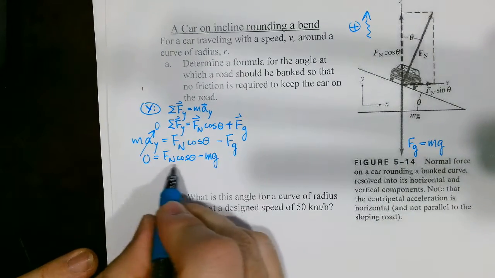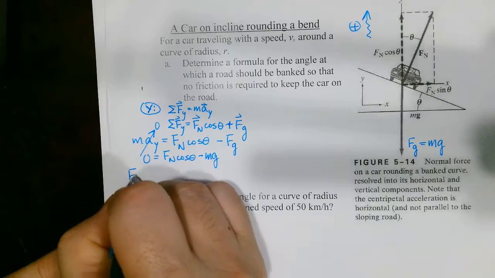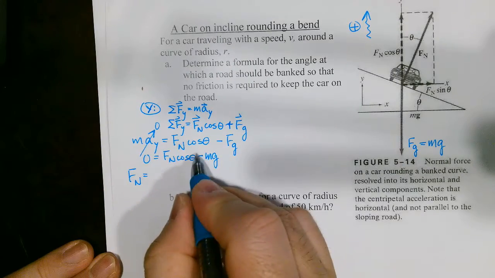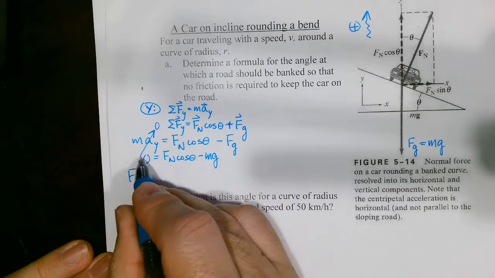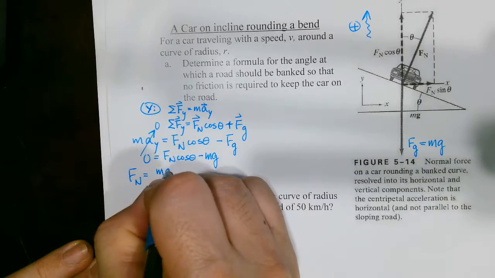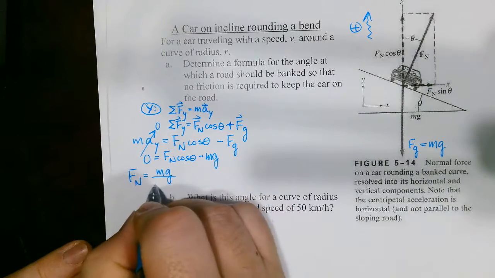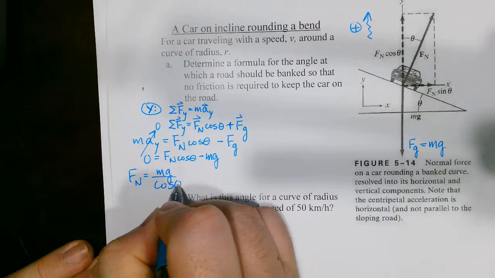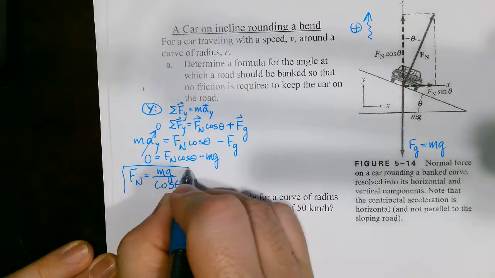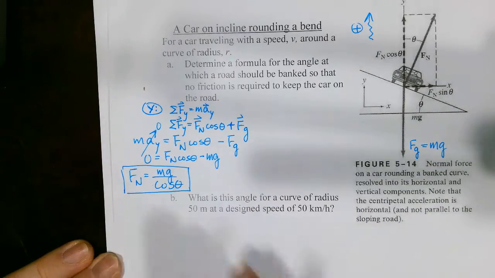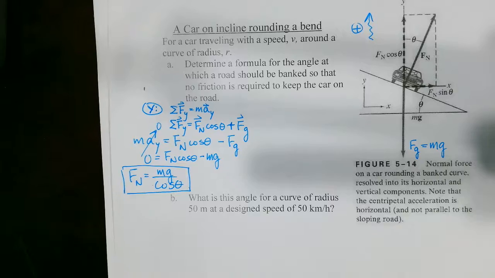So if we solve for F normal, I'll bring this to the other side of the equal sign, where it becomes positive, so mg, divided by cosine theta, and this is my F normal. It's mg over cosine theta. Now let's take a look at the x direction.